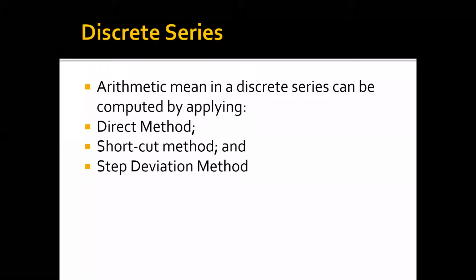Now in today's class, we'll be learning how to calculate arithmetic mean in case of a discrete series, and the arithmetic mean in a discrete series can be computed by applying again the three formulas: by direct method, by shortcut method also known as assumed mean method, and by step deviation method. Now we are going to learn these methods one by one.